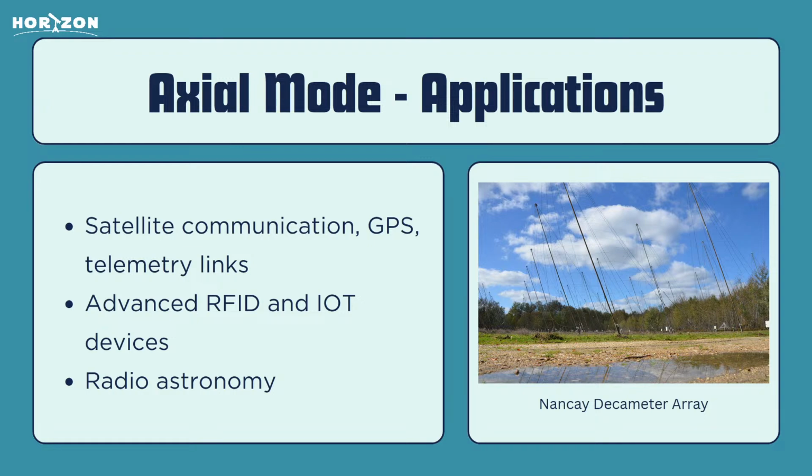They're also used in advanced RFID and IoT devices. And helical antennas are also used in radio astronomy to detect pulsars as well as emissions from Jupiter. The image shown on the slide is of the Nançay Decameter Array, which uses an array of helical antennas to observe radio emissions from the Sun and Jupiter.